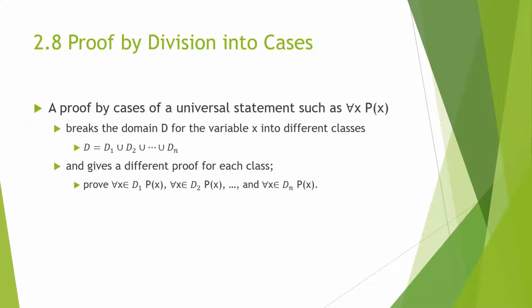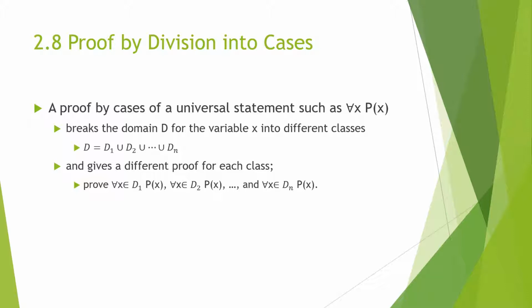So based on the argument that we saw in the previous slide, we can define a new method of proof, which we call proof by division into cases or proof by cases. If you want to prove a universal statement using a proof by cases method, and the universal statement is for every x, P of x, and let's assume that the domain of x is D, you need to first break the domain D into different subsets or subdomains.